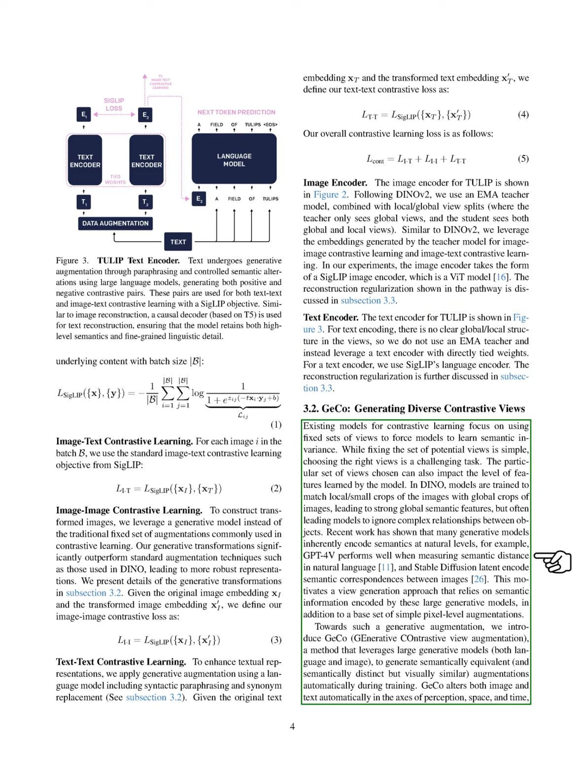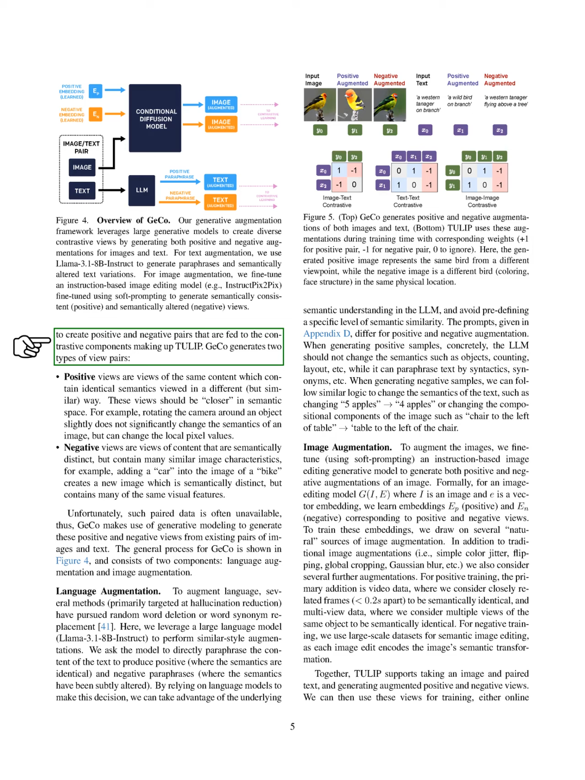Existing models often rely on fixed sets of views, which can limit the learning of semantic features. We recognize that the choice of views significantly affects the model's performance. GeCo leverages large generative models to create semantically equivalent and visually similar augmentations during training. It automatically modifies both images and text to produce positive and negative pairs for our contrastive components.